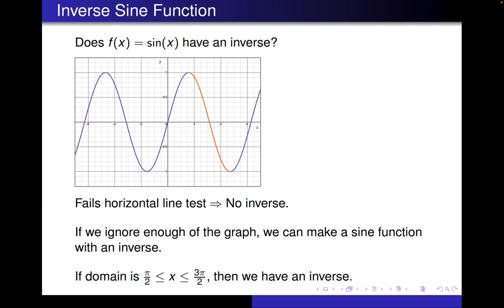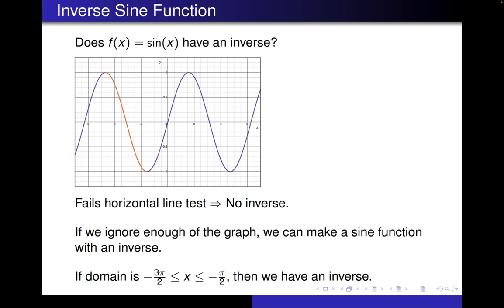But that's not the only part of the graph that we can do that to. If I make the part of the graph orange between negative 3 pi over 2 and negative pi over 2, that part of the graph also satisfies the horizontal line test. And so we can make an inverse sine function out of that as well. So there are actually infinitely many ways that we can define an inverse sine function. What we have to do is just choose one of those ways and agree to it, and then that's what the inverse sine function is.